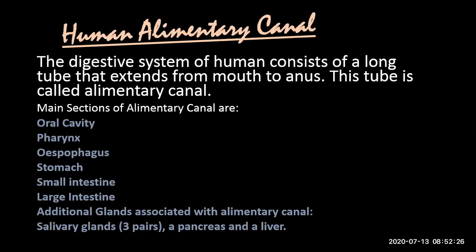As I mentioned, the different parts of the alimentary canal are the oral cavity, pharynx, esophagus, stomach, then it leads to the small intestine, then the large intestine, and rectum and anus. But it also has additional glands associated with it, and those additional glands are 3 pairs of salivary glands, a pancreas, and a liver. They are also part of the alimentary canal.